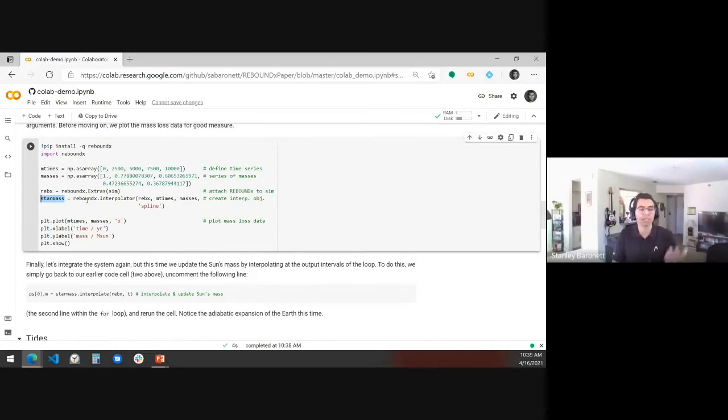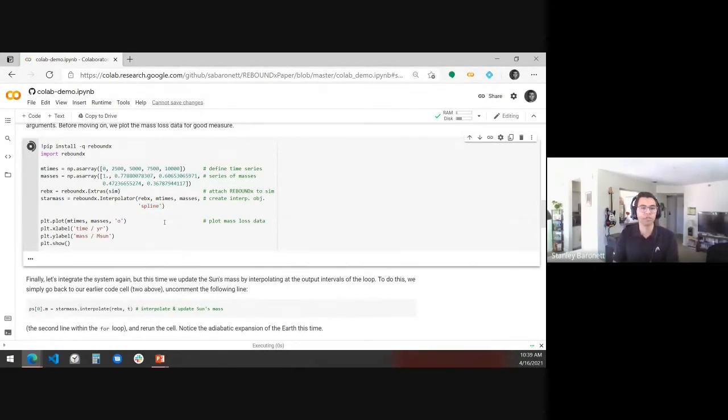Same thing with the luminosity, et cetera. And so you create this object, star mass, and you pass the two arrays that we just created, being the times associated with the mass loss, and you tell it what interpolation scheme you want to use, in this case, the cubic spline we discussed. And then for good measure, we're just going to plot that data so we can see what it looks like.